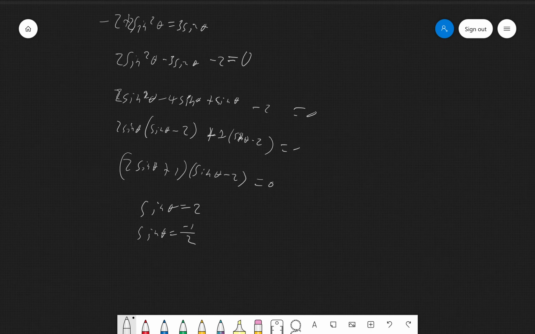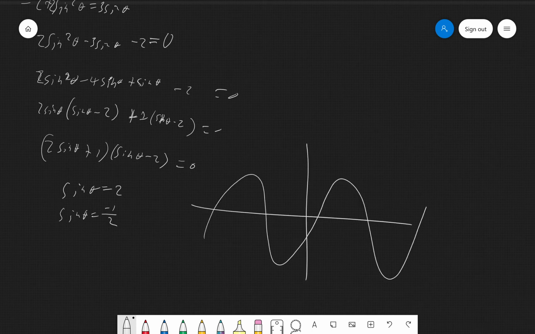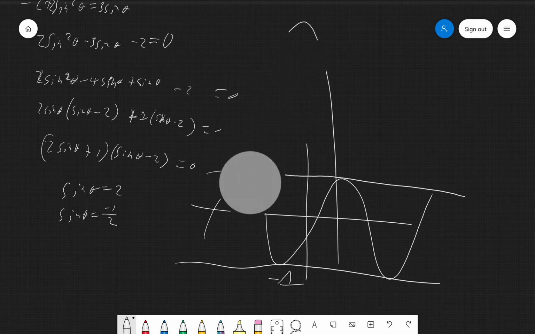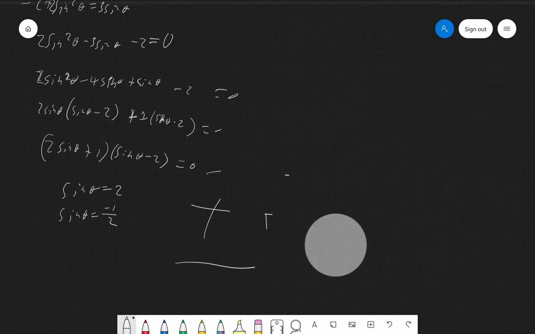Hopefully you've noticed this by now, but the range of sine of theta is just negative 1 to 1. When you graph it, this is the max point, and these are all the minimums, where this is 1 and this is negative 1. So it'll never go above that unless you've done some transformations, which we haven't.